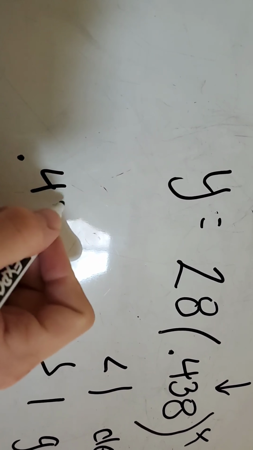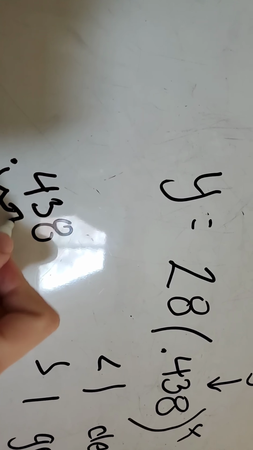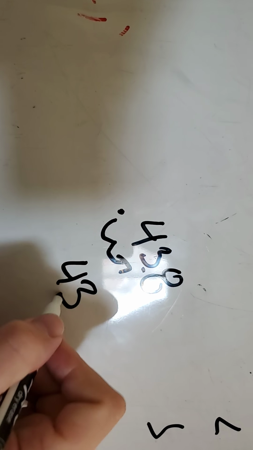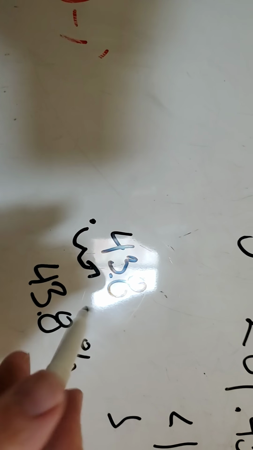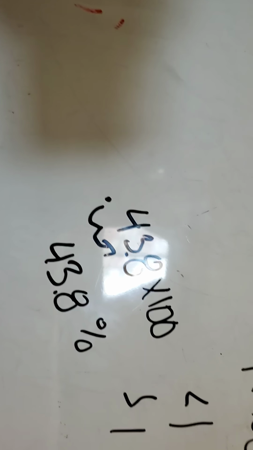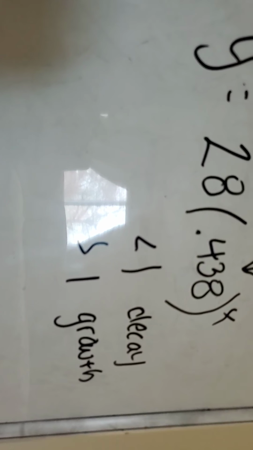I'll just do a little side note here, 43. So you move this way 2 times, right? That's 43.8%. All right, another way to think about that is just to multiply it by 100. Okay. All right, so 43.8% is definitely less than 100%, which means this is a decay situation.